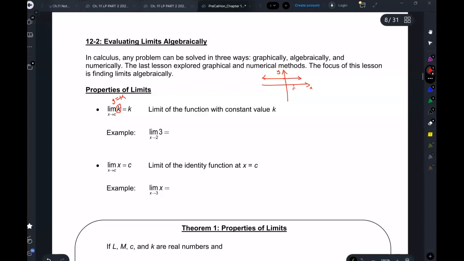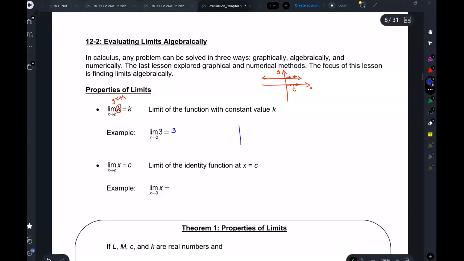So if this is the value of c, as x approaches c from the left-hand side and from the right-hand side, the y value is approaching k from both sides. Is that right? So if you just have a constant, then the limit as x approaches c of k is just k. For example, look at this one here. The limit as x approaches 2 of 3 is just 3.